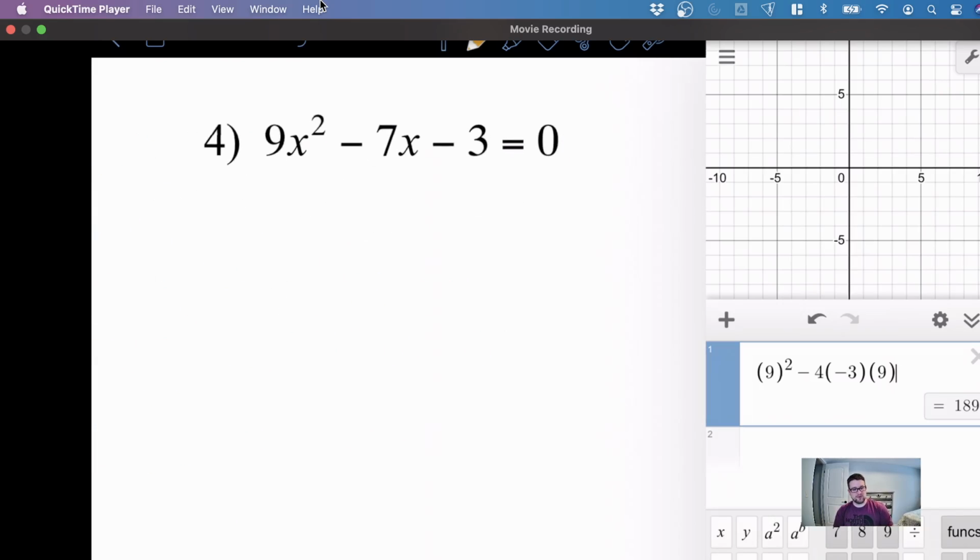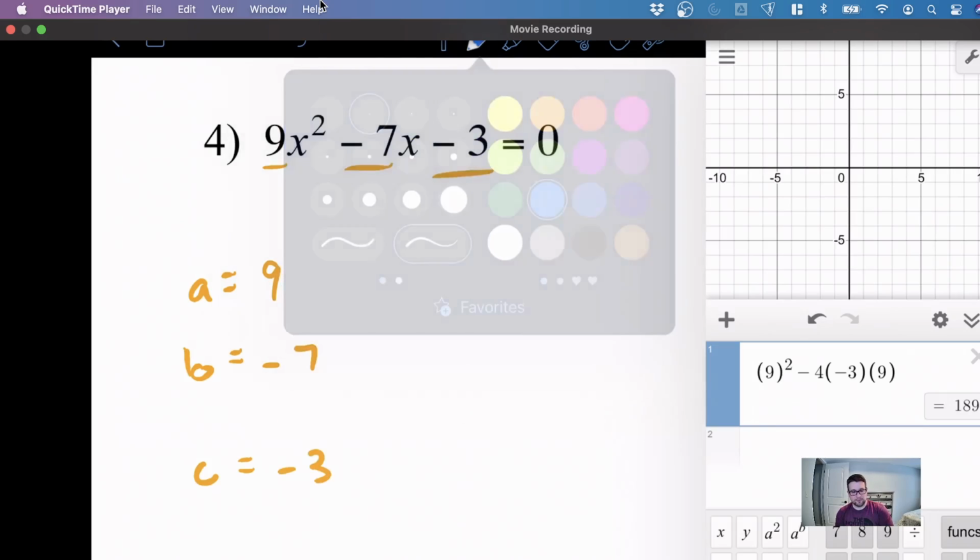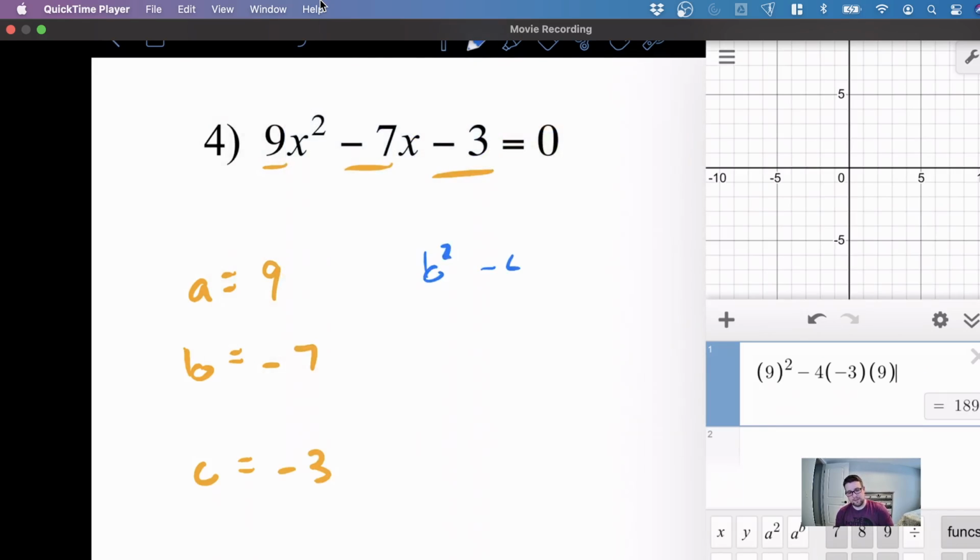So here's another one. So first, A, B, and C. It looks like A is 9, B is negative 7, and C is negative 3. Now let's go to our discriminant formula. B squared minus 4AC, but don't forget all those parentheses. So B was negative 7, so negative 7 squared minus 4, parenthesis, parenthesis, parenthesis, parenthesis. A was 9, and C was negative 3.